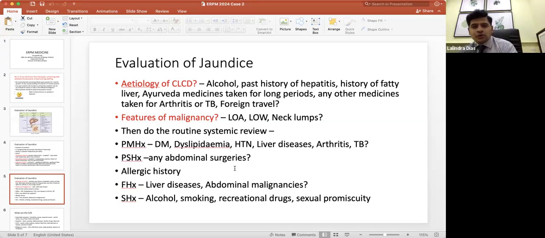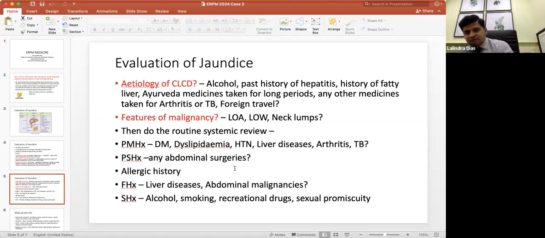Right. So that way you are going to do the systematic review. Then the past medical history, you must ask about diabetes, dyslipidemia, hypertension, liver diseases, arthritis, and tuberculosis. So why do you have to ask about diabetes, dyslipidemia, and hypertension? Because guys, these are the main risk factors for causation of NASH cirrhosis. Non-alcoholic steatohepatitis, one of the leading causes are diabetes and also high cholesterol.